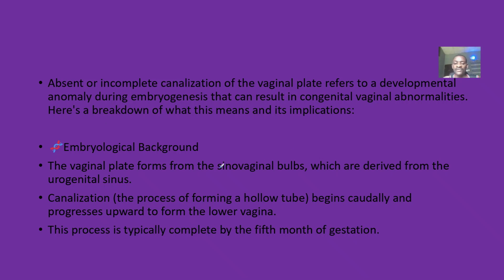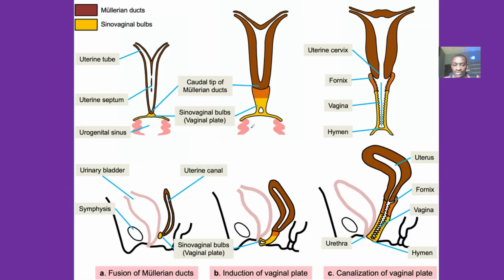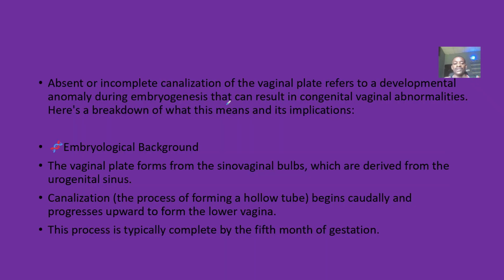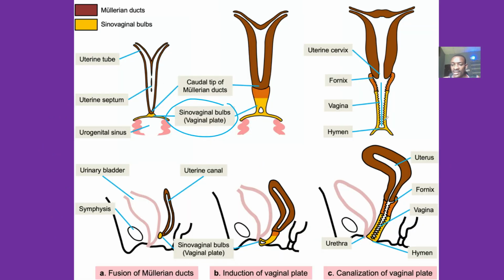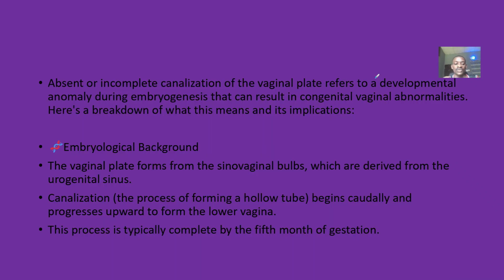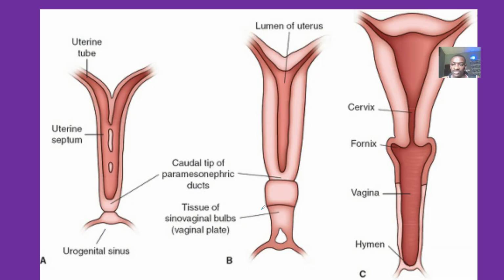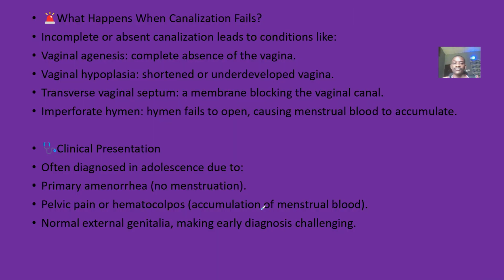The vaginal plate forms from the sinovaginal bulbs. Canalization is a process of forming a hollow tube, like a canal, a passage is formed. This process is typically completed by the 5th week of gestation. Now let's talk about if this process is not completed. What happens when the canalization fails?